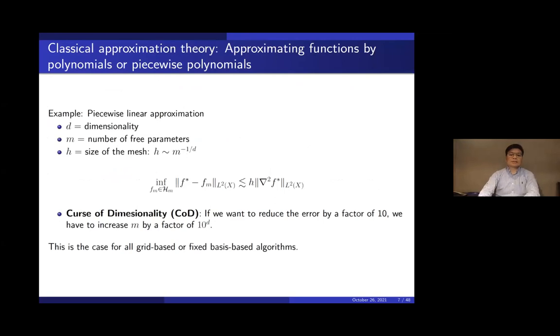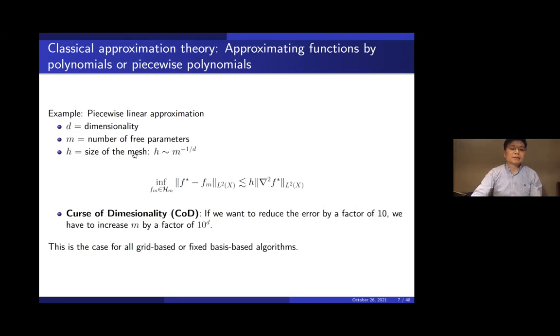Now, if you go back to classical approximation theory, approximating functions, this would be a typical theorem. In order to explain this theorem, let's first define some numbers. D is the dimensionality of the function we're interested in. M is the number of degrees of freedom, the number of free parameters. And H is the size of a mesh, because here we're considering piecewise linear approximations over some mesh.